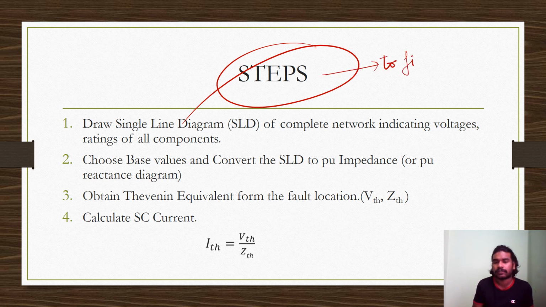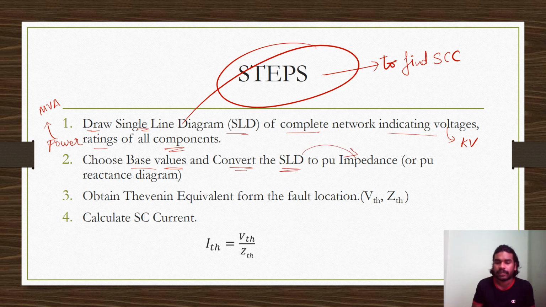Now these steps are very important in order to find the short circuit capacity. Steps to find the short circuit capacity. First, you have to draw the single line diagram of the complete network, indicating all the voltages and power ratings of the components. Power ratings are usually given in a power system in terms of megavolt amperes, and voltages are usually given in terms of kilovolts. Please remember this. And also choose the base values, and convert all the components in the single line diagram into a per unit impedance diagram.